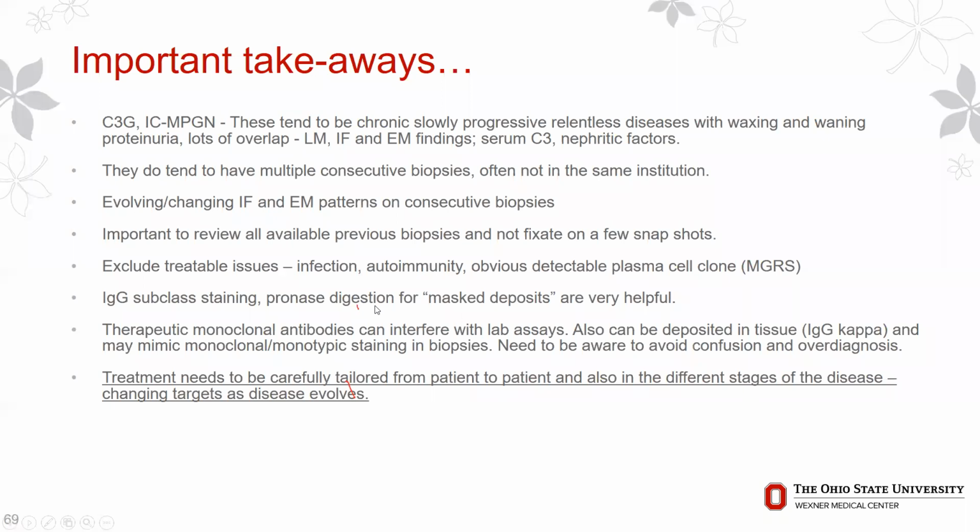Another thing to keep in mind are these therapeutic monoclonal antibodies. They can hang around in the serum and in the tissue, and so they can show up in your lab assays. They can interfere with lab assays and give rise to false positive results, and we need to avoid overdiagnosis of diseases because of these interferences. And treatment really needs to be carefully tailored from patient to patient. It's not one size fits all. Different patients may respond to different therapies, and you may also have to tailor a therapy depending on the stage of the disease, with changing targets as the disease evolves.